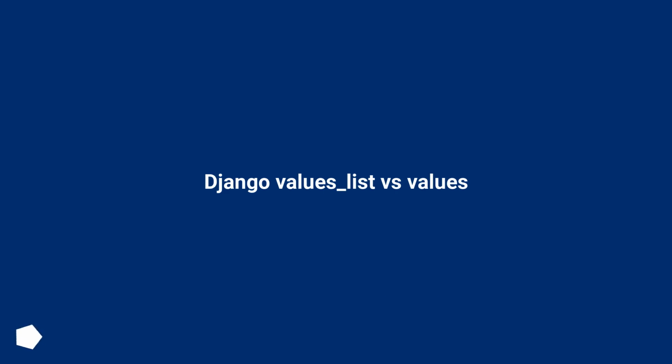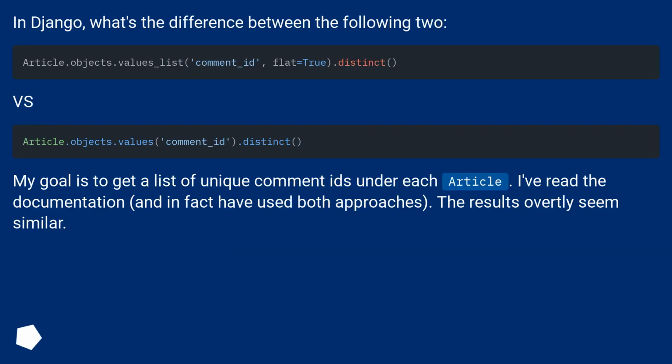Django values_list versus values. In Django, what's the difference between the following two? Versus.